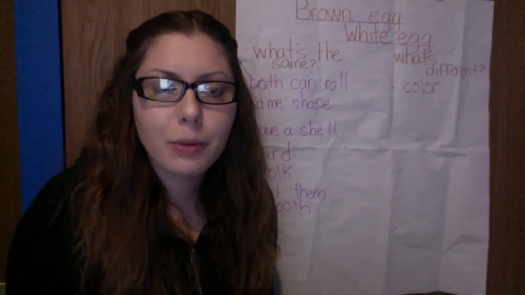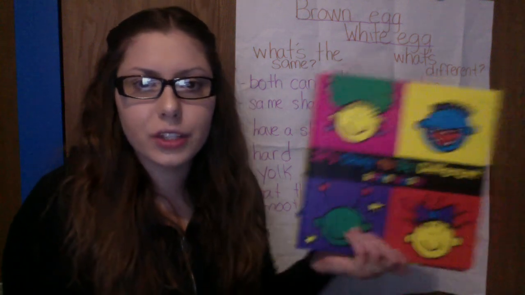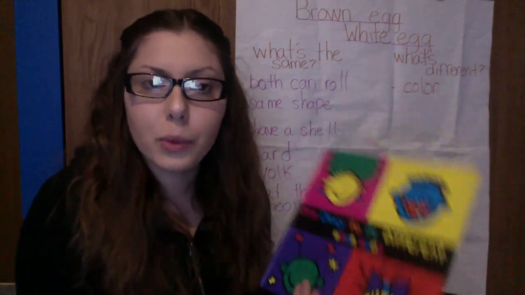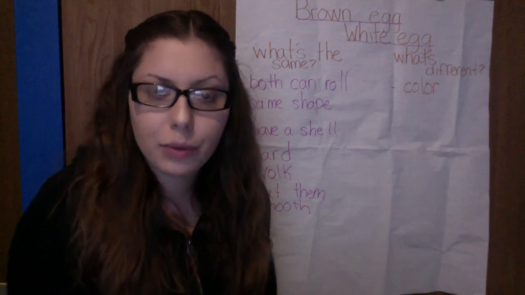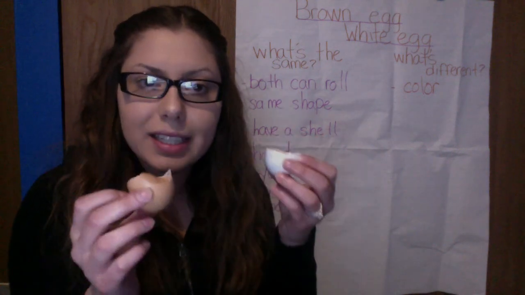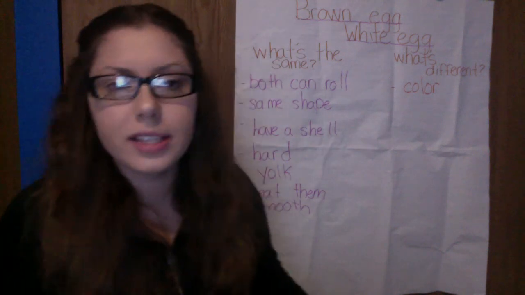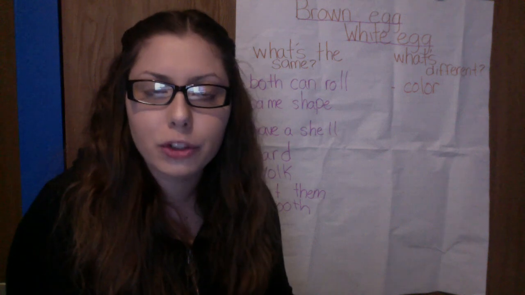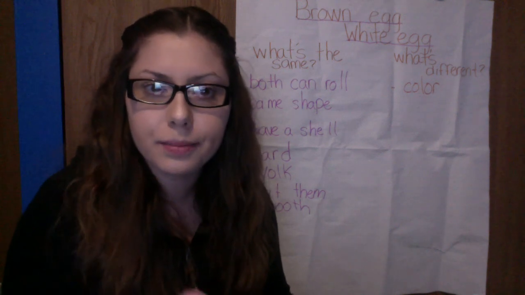At this point, I will relate the experiment back to the It's Okay to Be Different book. Just like how everybody in the book looked different, we look different too, but on the inside we are all the same. Just like the 2 eggs. The 2 eggs looked different on the outside, but on the inside they were the same. I will give some examples of how we are the same on the inside, like we all have a heart that beats and we all have about 206 bones in our bodies.